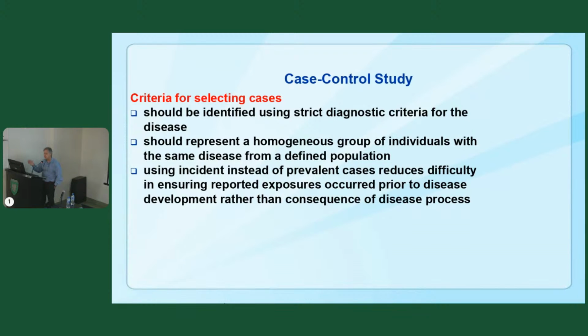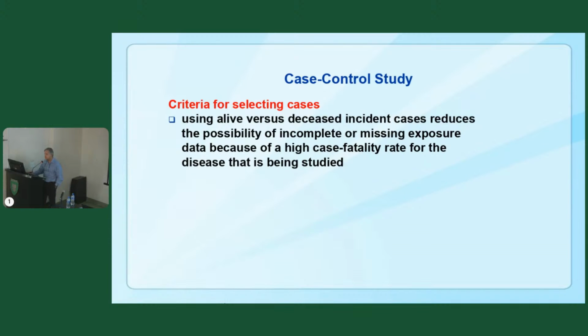Okay, it avoids a lot of bias, especially selection bias and confounding of all types. Criteria for selecting cases: ideally, you try to do live cases versus not live cases, even though I'm going to show you an example on Friday of a case-control study of dead people.